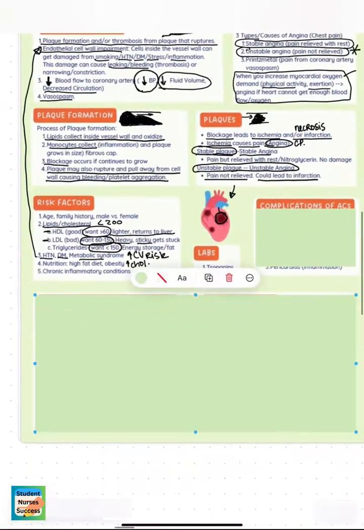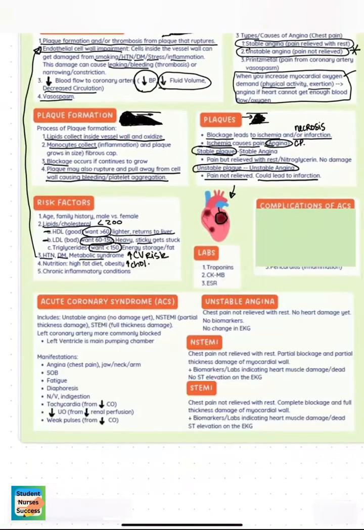So now let's go down and let's talk about acute coronary syndrome. Acute coronary syndrome includes three things: unstable angina, something called a non-STEMI, which is a partial thickness damage to the heart muscle, or a STEMI, which is a full thickness damage to the heart muscle.